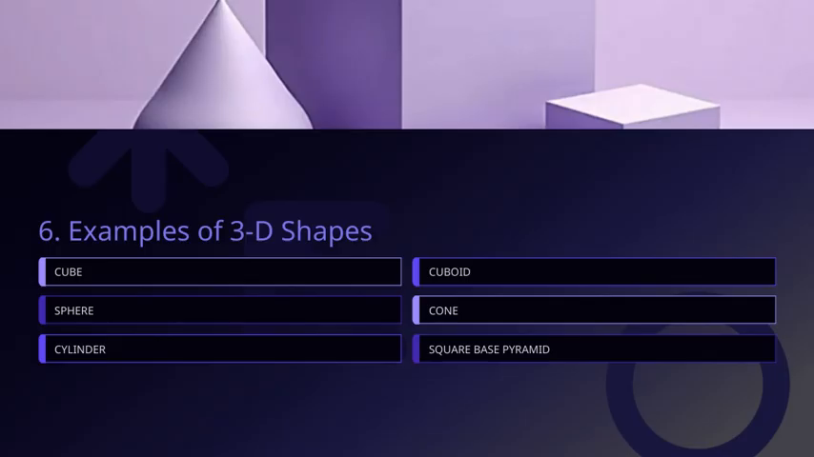The last shape is the square-based pyramid, which has a square as its base and 4 triangular faces that meet at a single point above the base. These examples help us see the variety of shapes in 3 dimensions, each with unique properties that make them useful in different contexts. Recognizing these shapes is fundamental to understanding more complex structures and design principles.